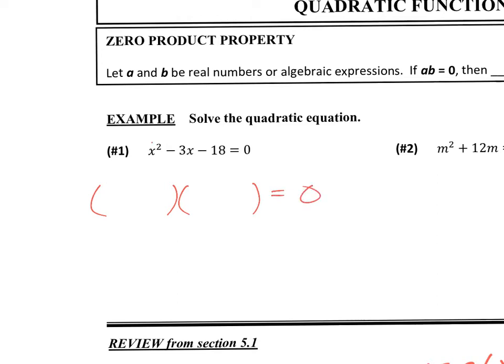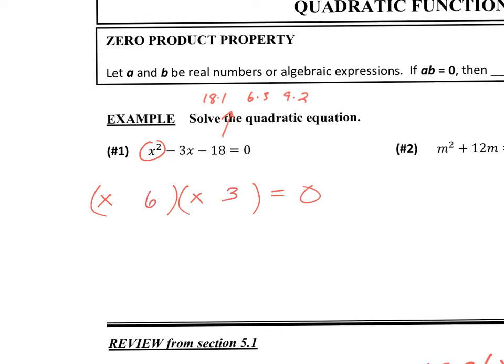So what multiplies to x squared? X times x. What multiplies to 18? 6 and 3. Right, with 18 and 1, 6 and 3, 9 and 2. And we're going to try 6 and 3.